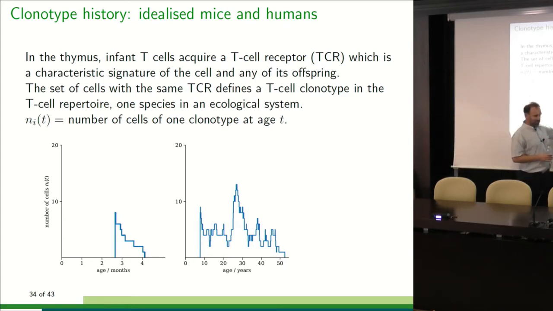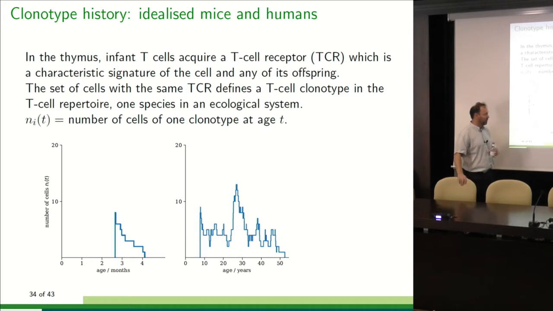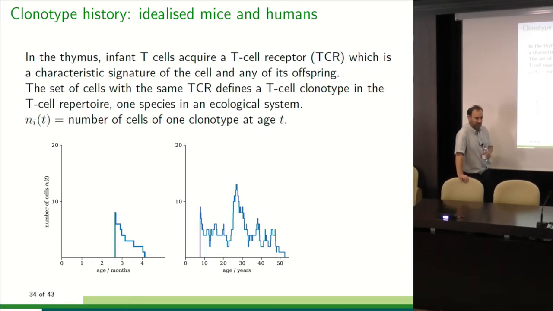Okay, in a person, there is lots of peripheral division, partly because we live longer. In fact, in my opinion, mostly because we just live longer than mice.